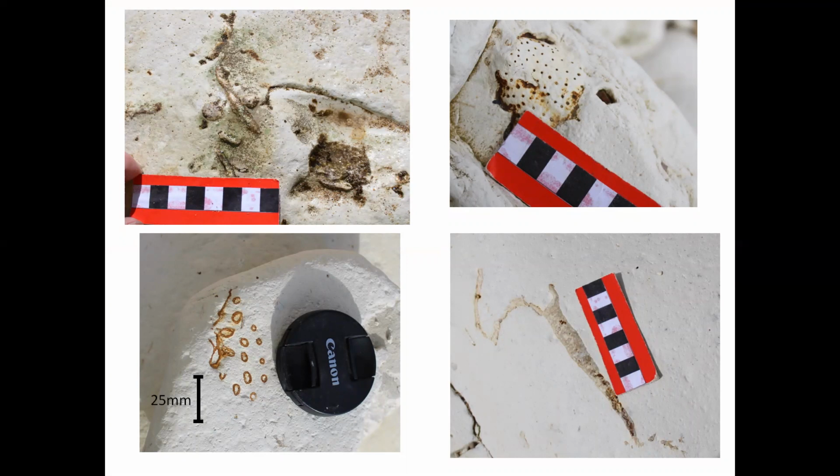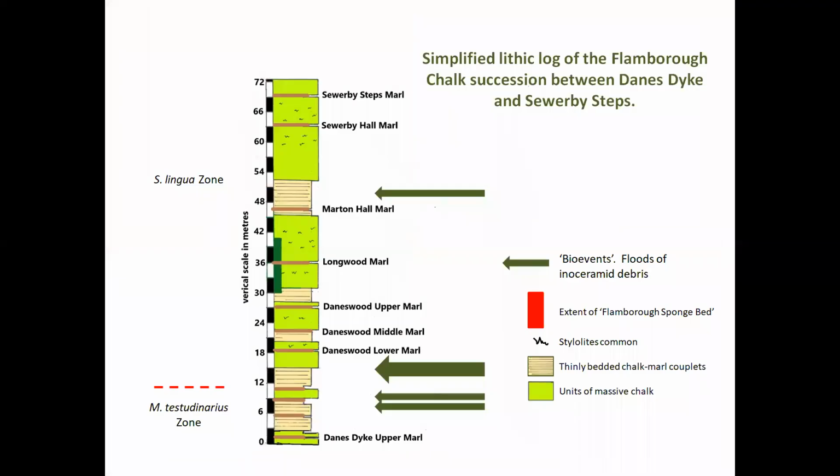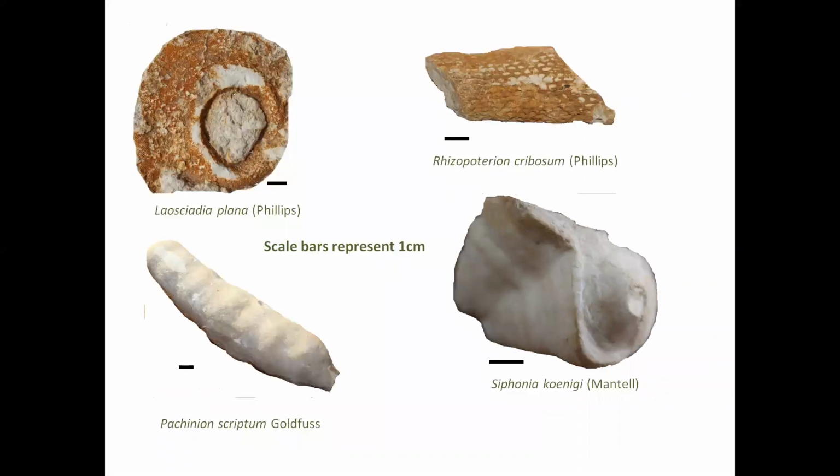A 10-metre section of the lingua zone, from about 30 metres to 40 metres above its base, has been named the Flambre Sponge Bed. It occurs at the start of a change to dominantly more massive chalk units that persist to Sewerby, and contains one major marl seam, the Longwood Marl. Its most striking characteristic, however, is the quality of preservation and rich occurrence of fossil sponges, of which this is just a small selection.